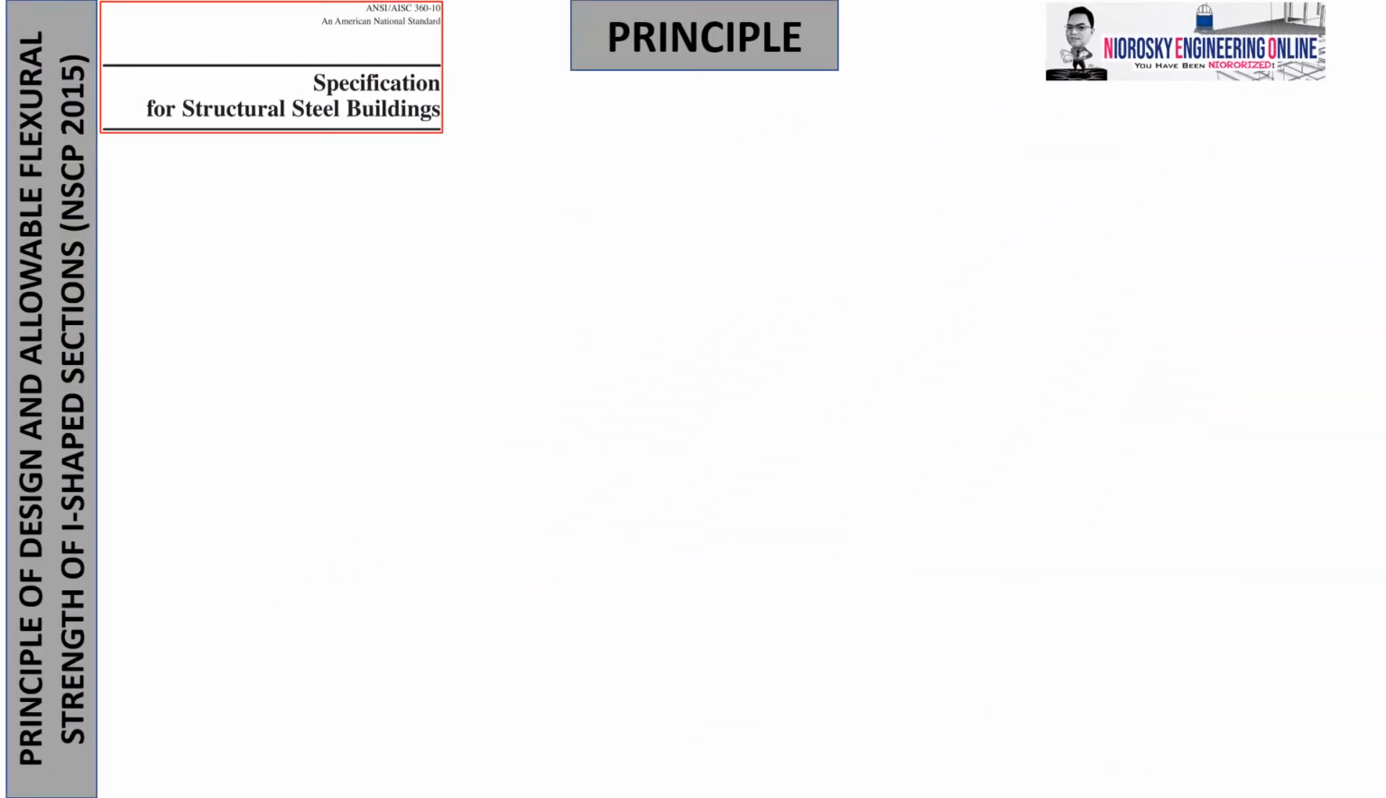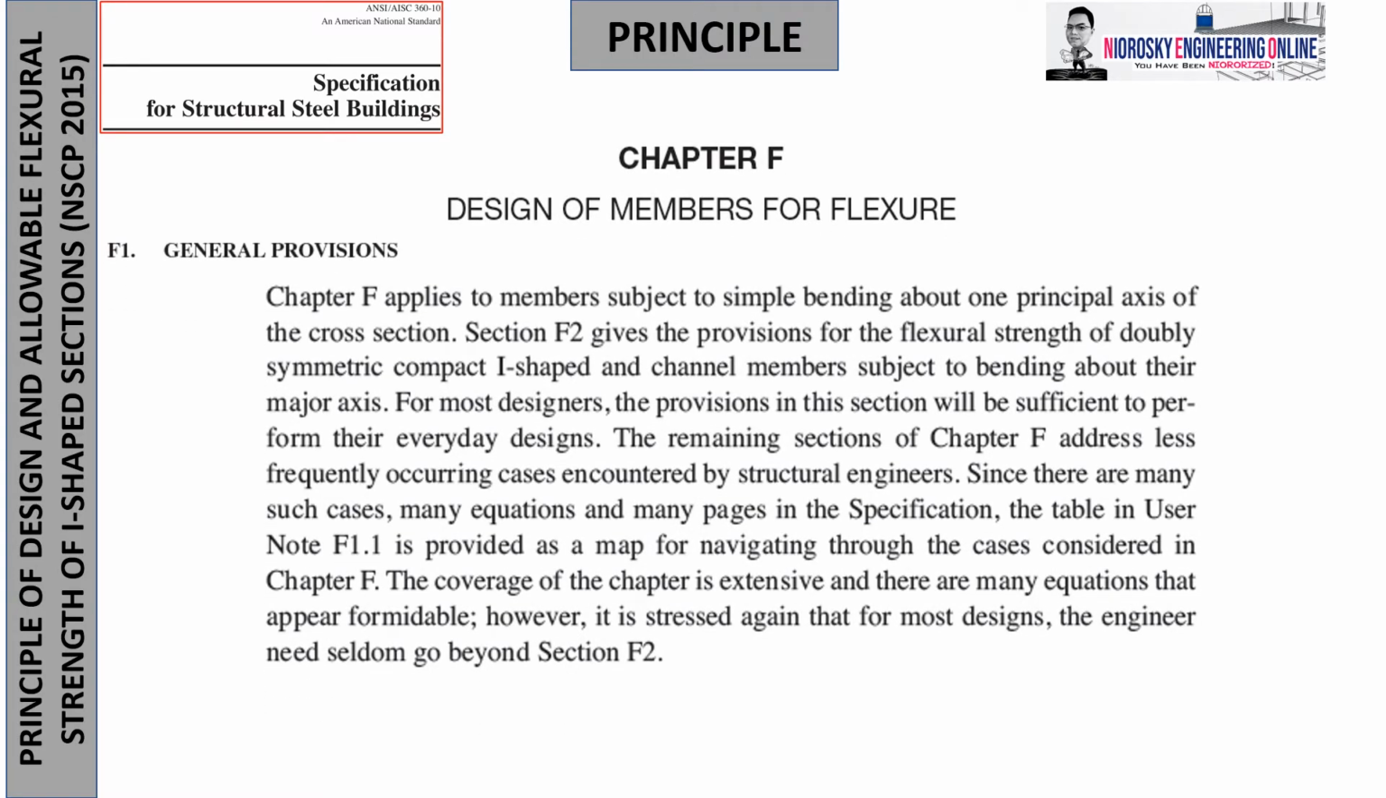So let's take a closer look based on ANSI AISC 360-10. So may nabanggit po diyan kasi Chapter F, or the design of members for flexure. So under F1 general provisions, this chapter provides the conceptualization for members subjected to simple bending about one principal axis of the cross section. So dinidiscuss lang nito yung mga chapter sections F1, F2 up until I think F5 or F6.